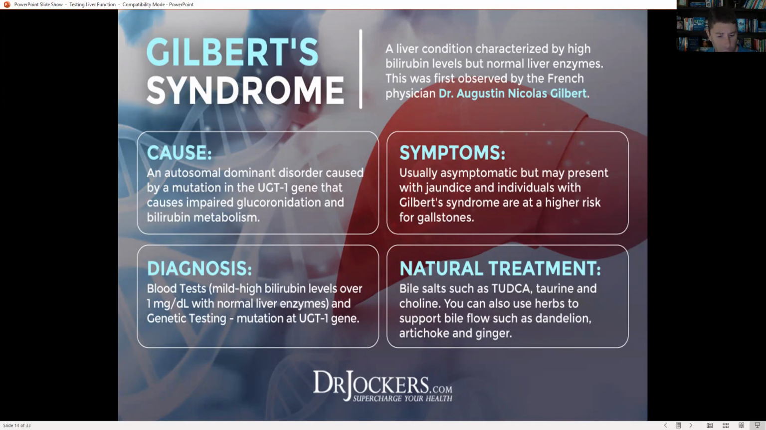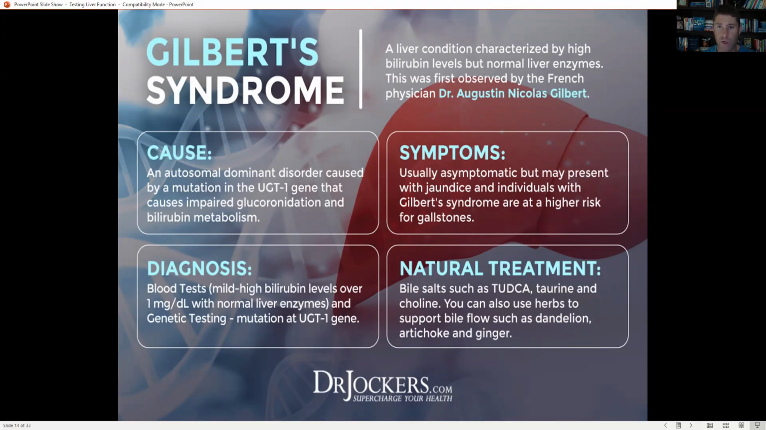Again, glucuronidation is critical for helping get rid of bilirubin, helping our body metabolize bilirubin, put it into bile. So on a lab test, you'll see bilirubin elevated, okay? But your liver enzymes will be normal, but bilirubin will be elevated, okay? And that's thought to be benign, right? It's thought to not be a major issue because it's usually asymptomatic.